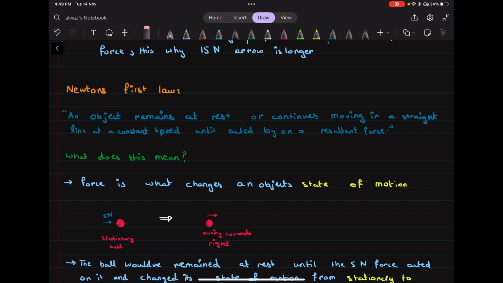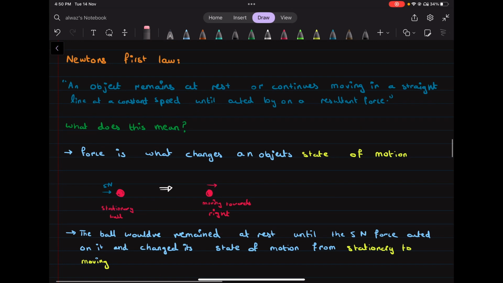Another thing that it states is that if there is something which is moving at a constant speed, it will remain moving at a constant speed until something acts on it and stops it or slows it down or makes it change directions. So, for example, if we throw a ball, the ball only stops because friction acts on it. If we threw a ball in space, the ball would continue moving forever until some other kind of force came and stopped it. This proves Newton's first law.